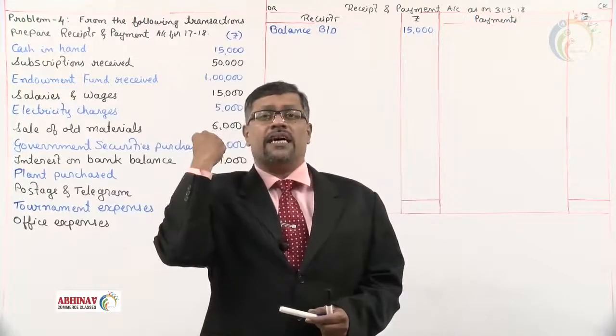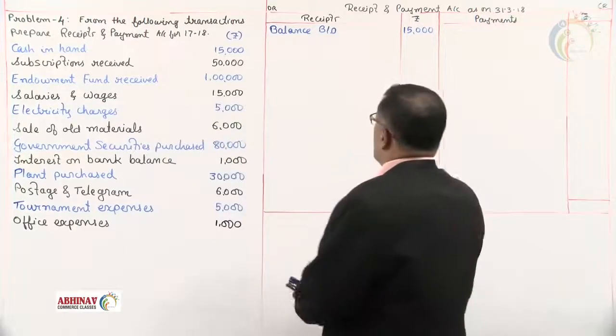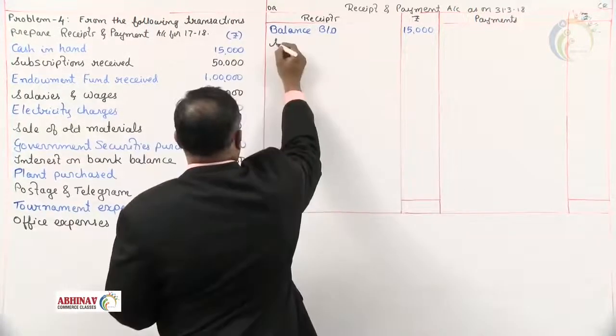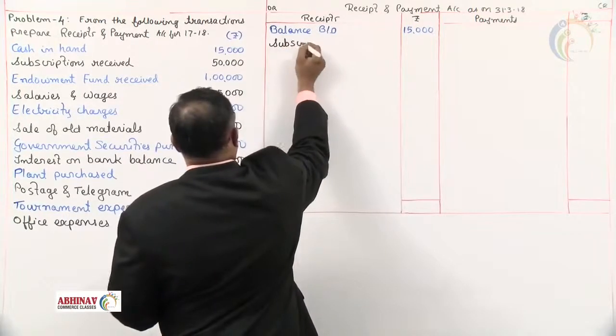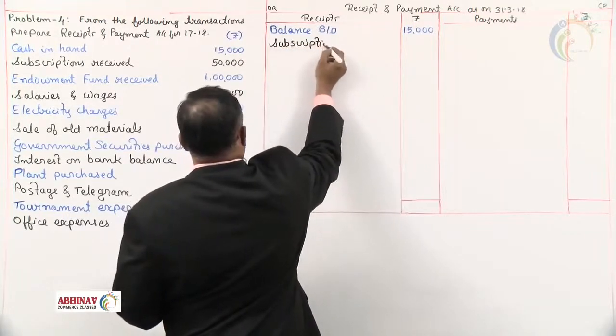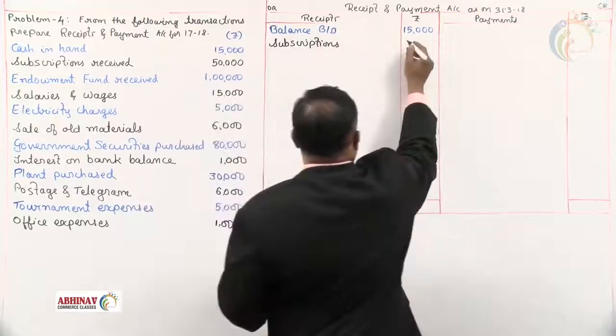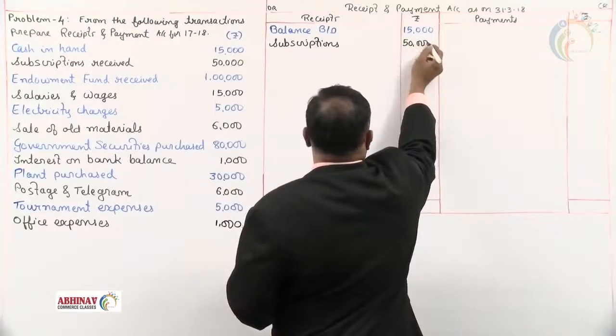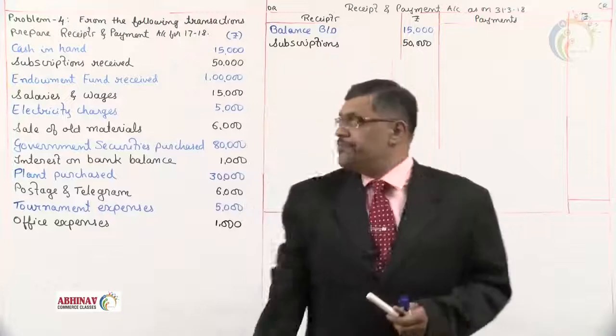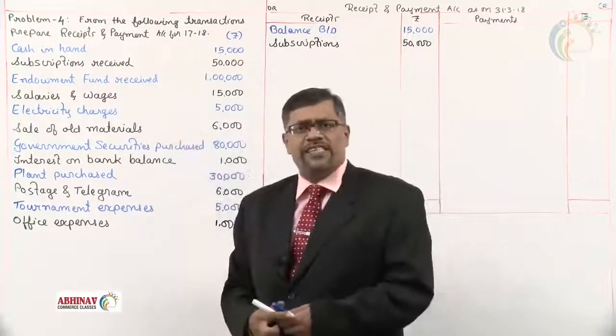Next, subscription received. Received means cash comes in, it's a receipt. Subscriptions received, rupees 50,000.